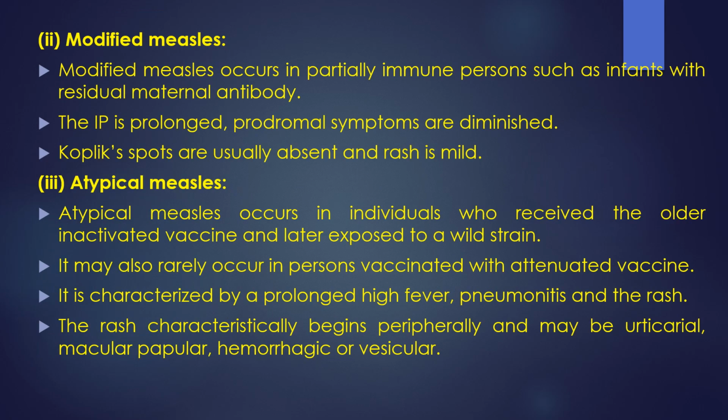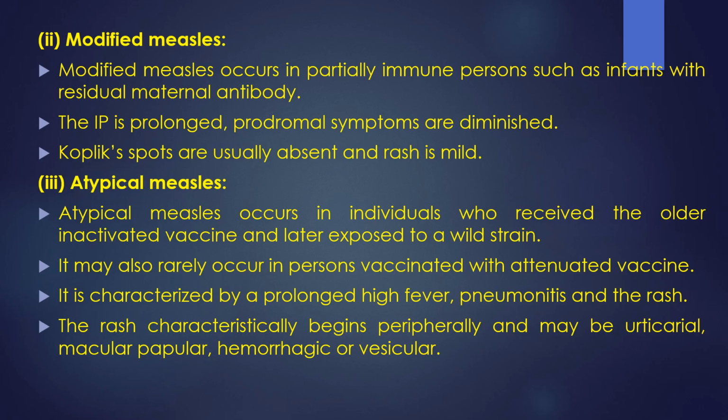The second condition and clinical symptom is the modified measles, which occurs in partially immune persons such as infants with residual maternal antibody. The incubation period is prolonged, prodromal symptoms are diminished. Koplik spots are usually absent and the rash is mild.